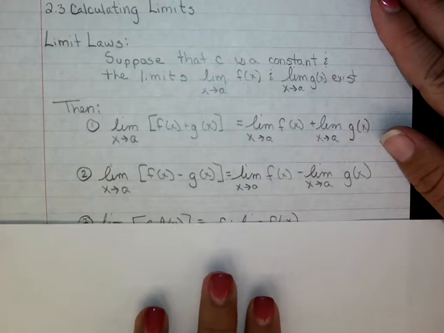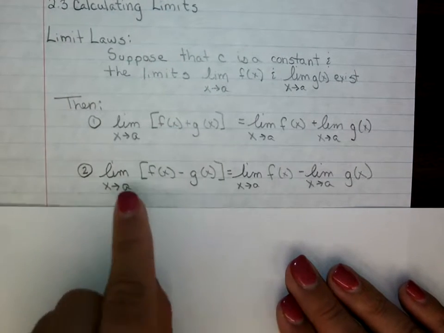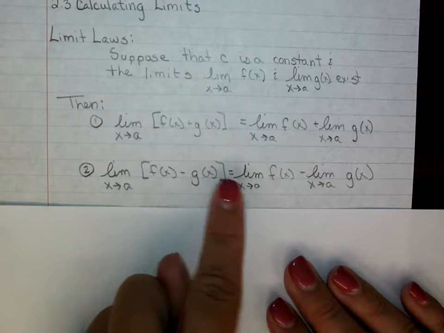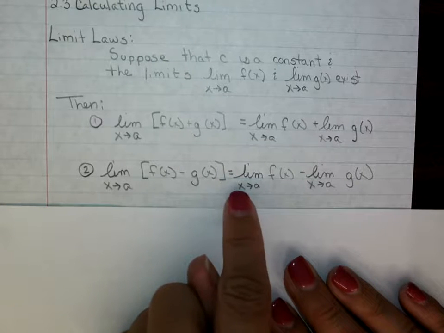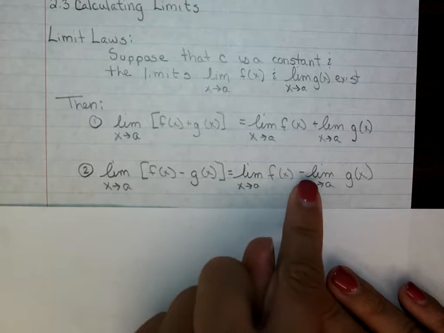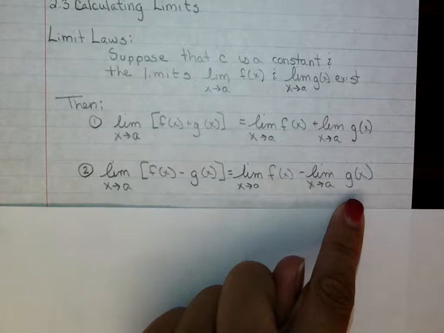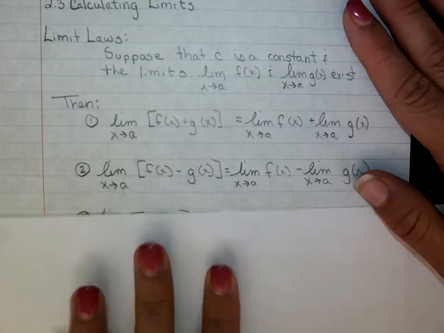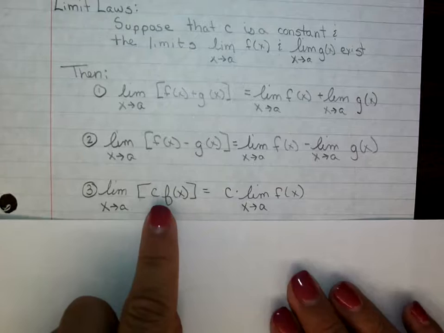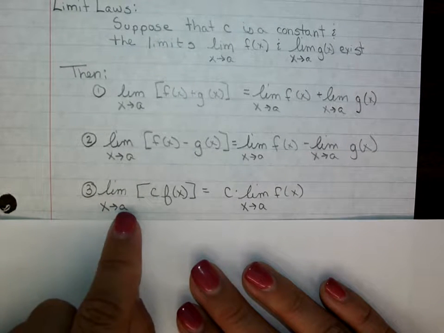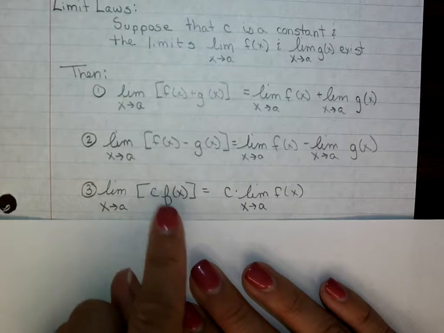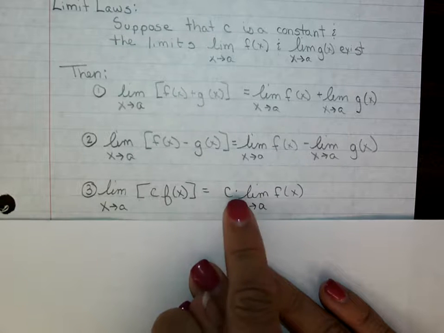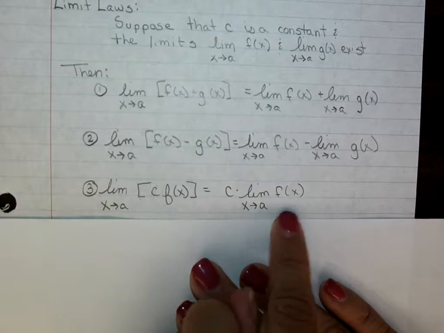And the same is going to apply for the difference limit law. The limit as x approaches a of the quantity f of x minus g of x can be equivalent to the limit as x approaches a of f of x minus the limit as x approaches a of g of x. The next one we're going to talk about is if we have a constant c. So the limit as x approaches a of the quantity c times f of x equals, I could pull that c out front and say that constant times the limit as x approaches a of f of x.